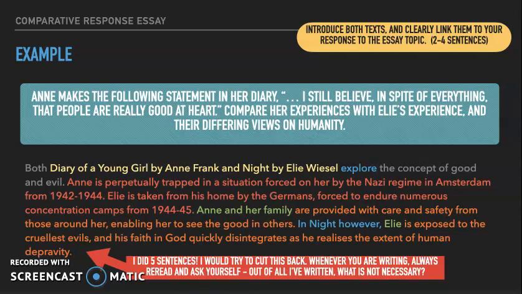Whenever you're writing, you must reread your work always and ask yourself, out of all I've written, what is not necessary? Now, I can tell you the very first line of this paragraph is crap. It doesn't actually say anything. It says that both books explore the concept of good and evil. Like, what does that tell you? It doesn't tell you anything. It's fluff. I'm going to get rid of it.